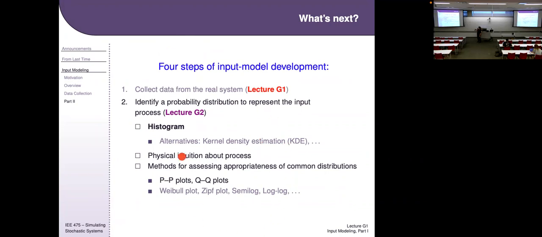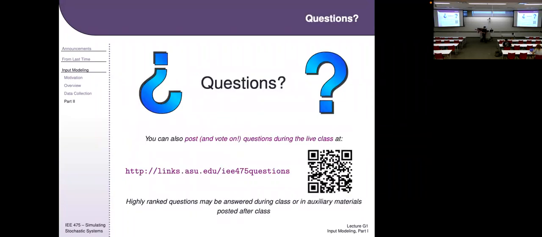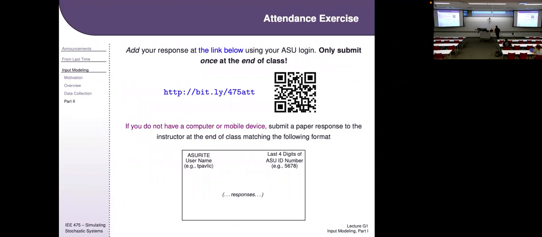Next lecture, we're going to start looking at how to histogram, how to use our physical intuition to pick a family, and how to then use PP plots and QQ plots to evaluate qualitatively if we picked the right family. Then in Thursday's lecture, how do we estimate the parameters and then see how well we did?